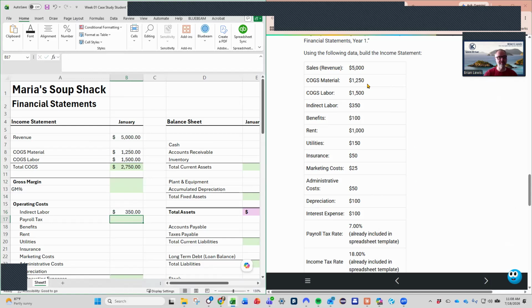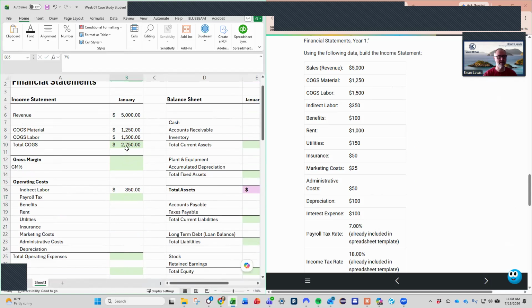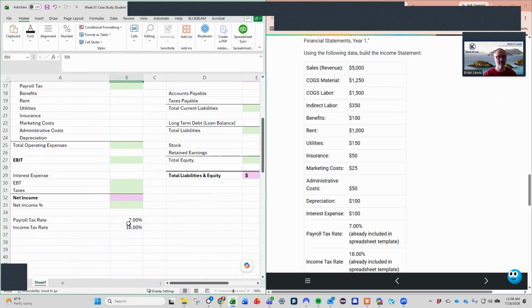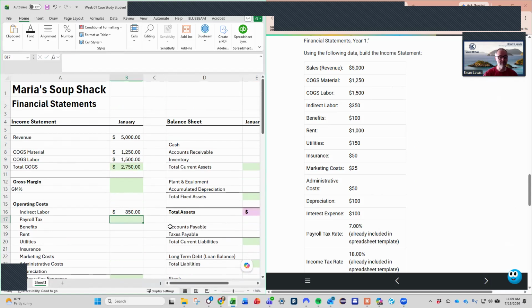Indirect labor is 350. Payroll tax, now, it says 7% is already included. So you want to reference this 7%, and you want to apply it to your cost of goods labor and your indirect labor. Okay, so cost of goods plus indirect times 7%. Now you want to do a reference to 7%. You don't want to actually plug in 7% because maybe this changes over time. Who knows? Okay. Benefits is 100.